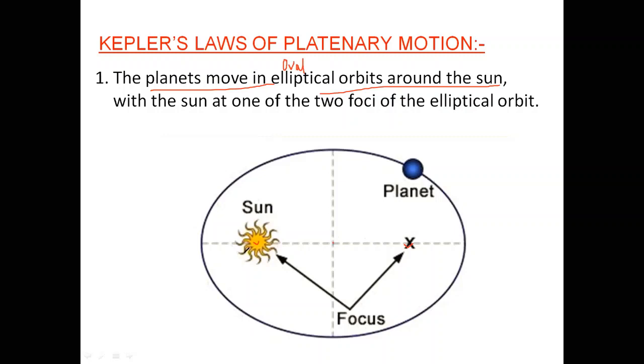So what does Kepler's first law say? The planet moves along an elliptical path. Okay, it moves in an elliptical path while the sun remains at either of the foci, either at this focus or at this focus. Okay, first law is very simple. Planet moves along an elliptical orbit with the sun at one of the 2 foci of the elliptical orbit. Either the sun will be here or the sun will be here, but the planet always moves in an elliptical path.